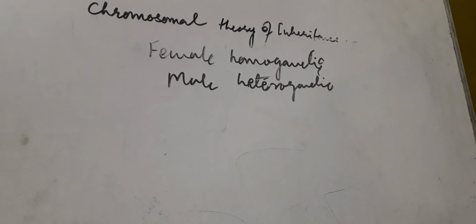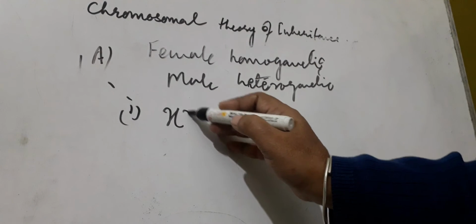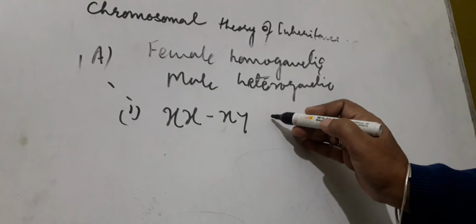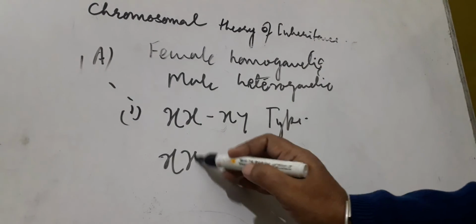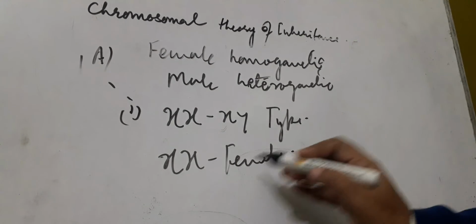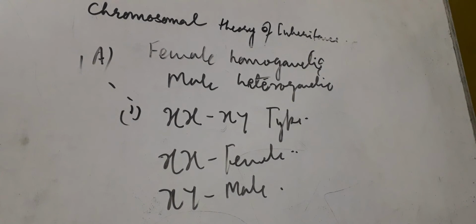Okay, so that is the A type. In this, the first is XX and XY type. Here XX is female and XY is male. It means both chromosomes are the same shape and size in female. So this combination gives female, and when in a pair both chromosomes are different in shape and size, that is known as male.